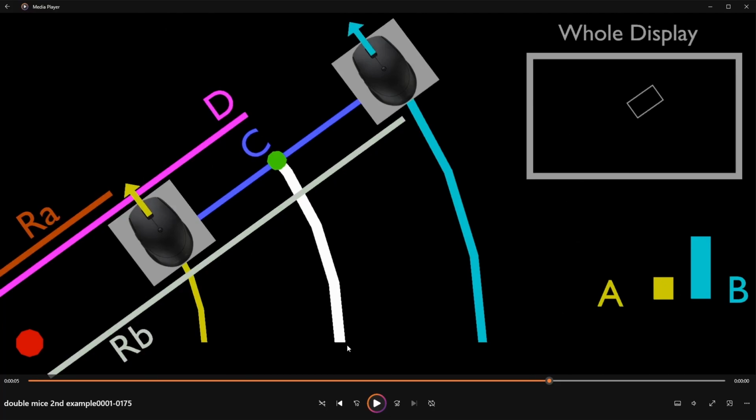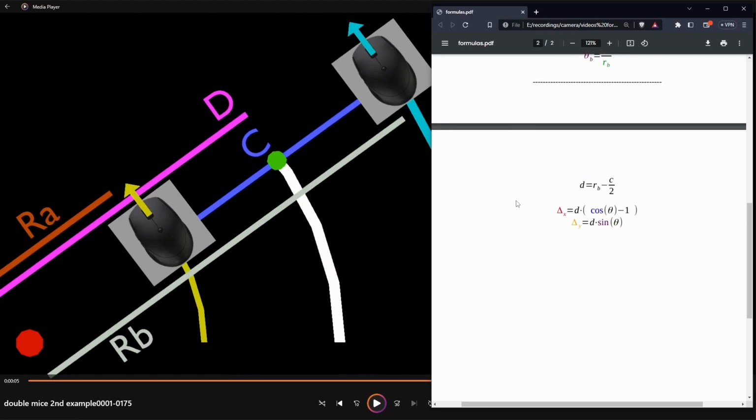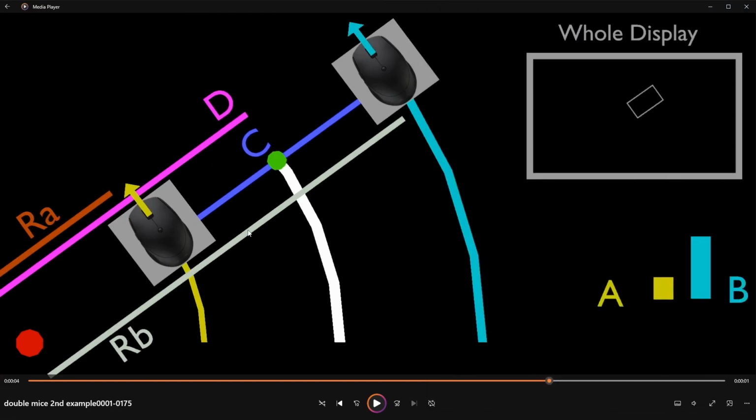And that is identical to the sine function. So it's safe to say, I haven't proved it, but it's safe to say that the delta y is just d times sine theta. And something I actually should have mentioned earlier, this d distance is just rb minus half of c. So half of c is the distance from b to c. So d is just rb minus half of c.